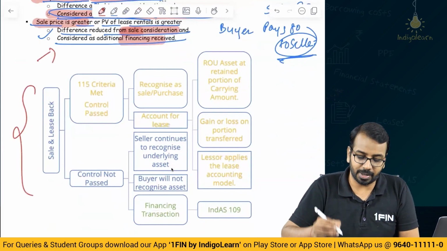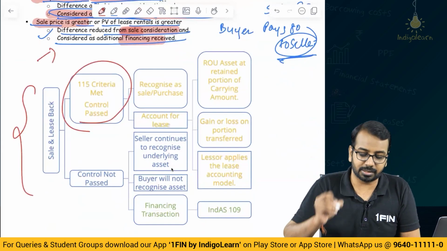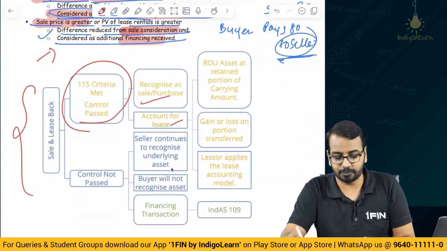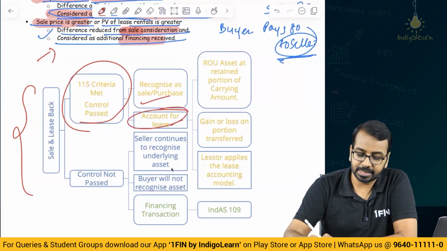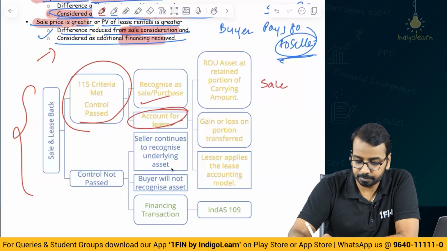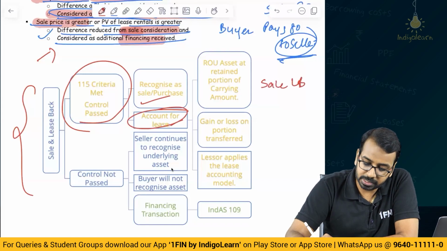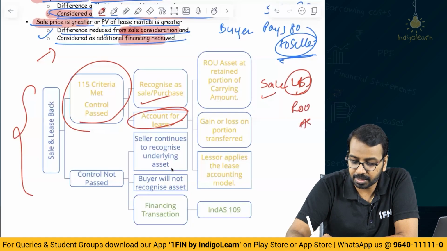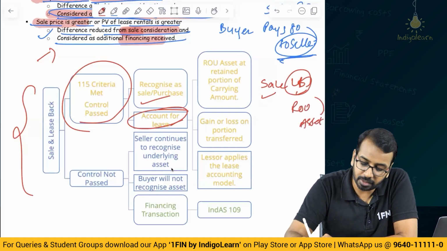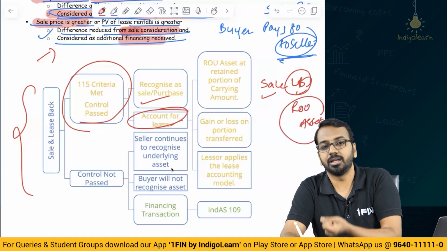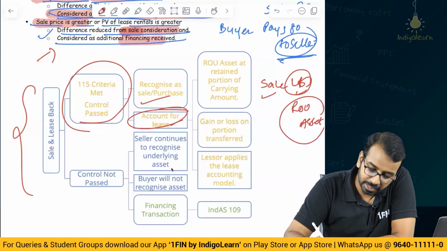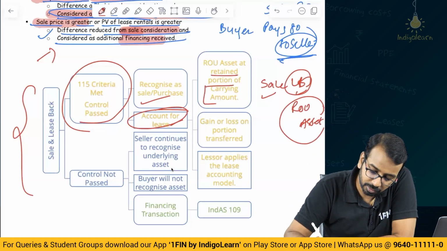The normal sale and leaseback transaction, if control is passed, recognize as sale and purchase and account for leases. Okay. Now how do we account for leases? See, whenever there is a sale and leaseback, you sell at some value and there is a lease back. This leaseback has some right of use asset component. Now to the extent of the right of use asset which I am retaining, that amount should not include an element of profit. So what happens is, the portion that is retained, portion of what?